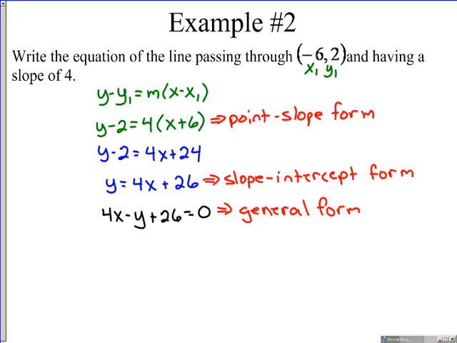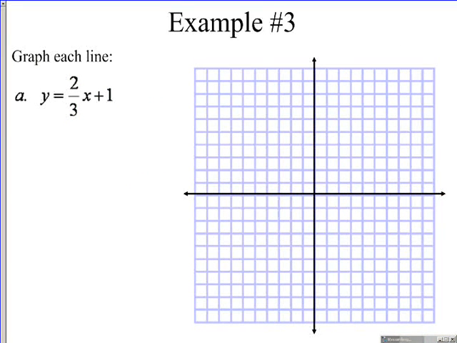All right, next one here. Now getting into graphing. Graph each line. Y equals 2/3 x plus 1. What method you use for graphing at this point, I do not care. I think it's easiest to graph out of slope-intercept form and identify the slope and the y-intercept. If you want to do it by making an xy chart, go ahead and do that. It's up to you what form you use. I'm going to do it from slope-intercept form.